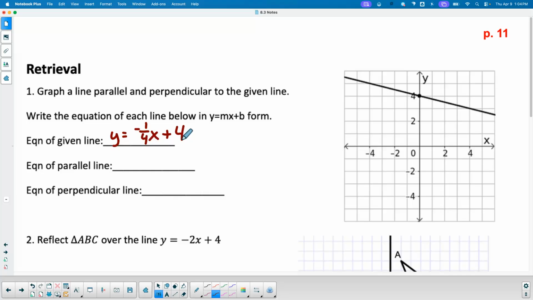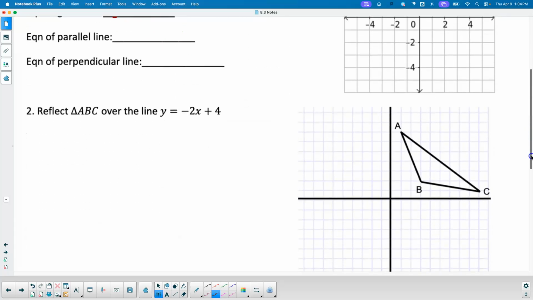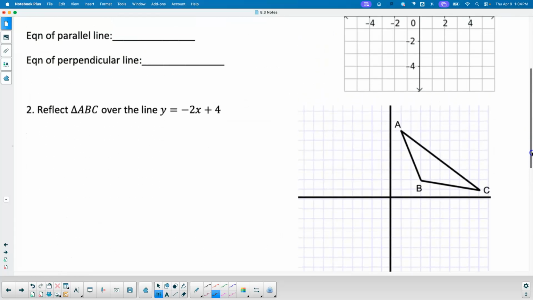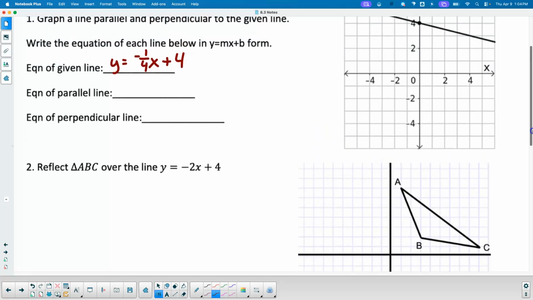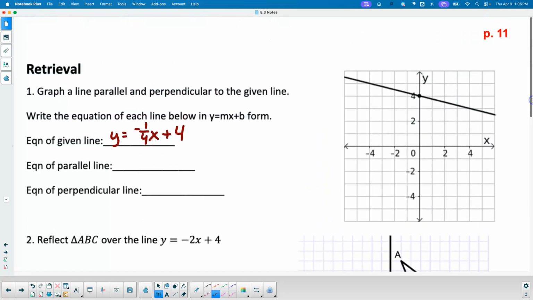I want you to graph me a line parallel to it and a line perpendicular to it. Okay. Give me the equations in y equals mx plus b form. Then in number 2, we're going to reflect that one over that line. So we're going to have to graph that line first. So just do those two. We'll do the jump start together. Okay? So just do those two right now.